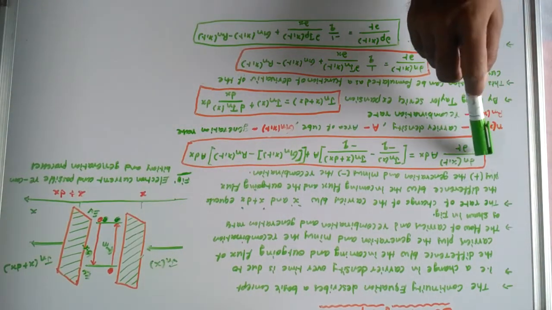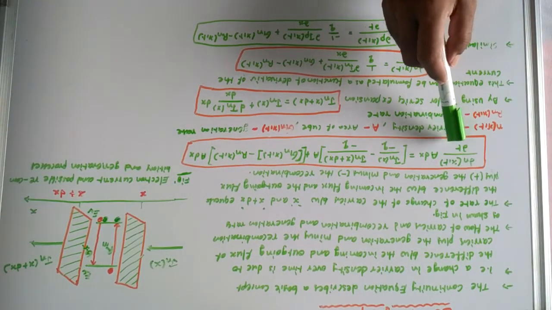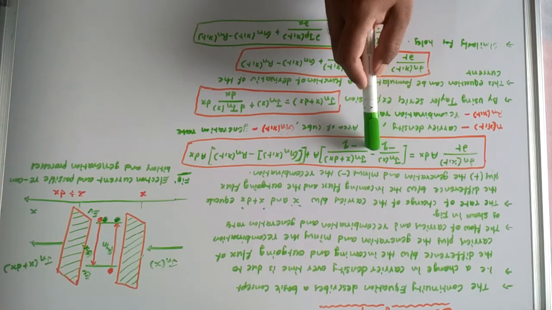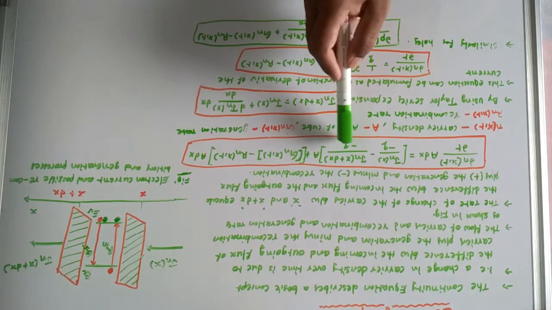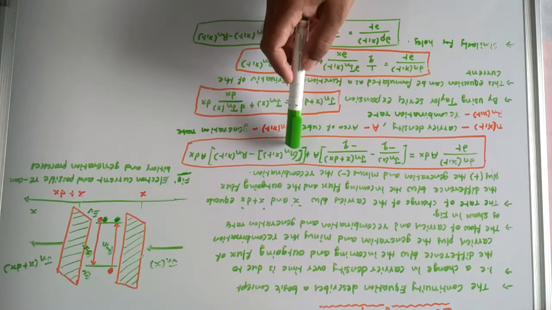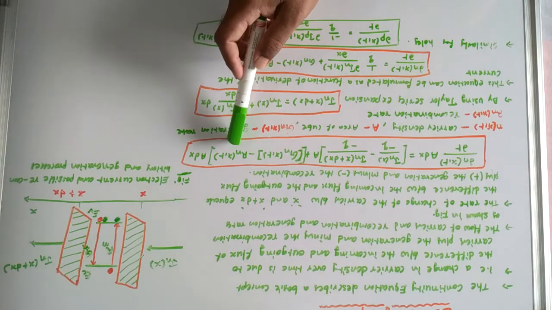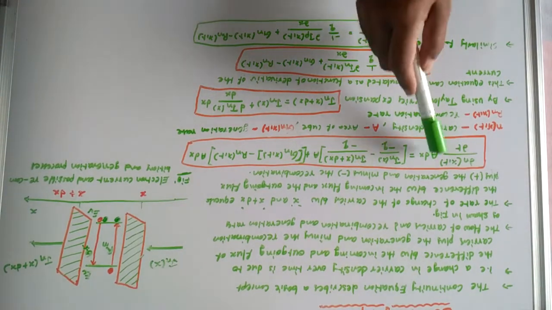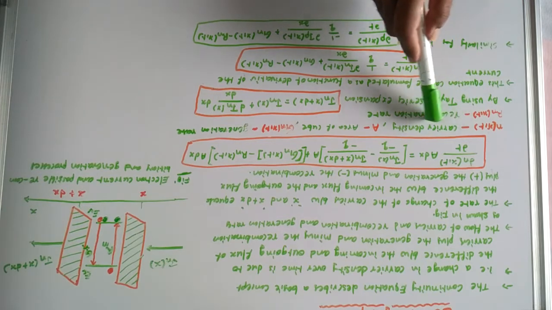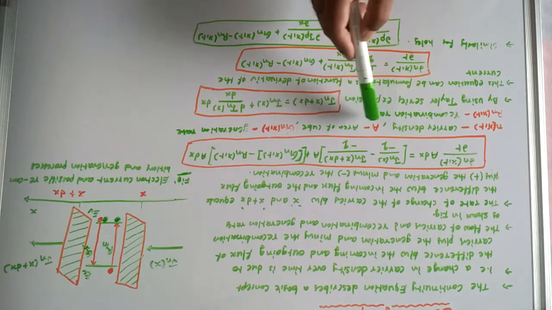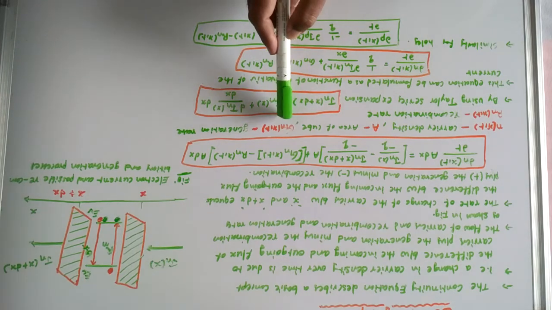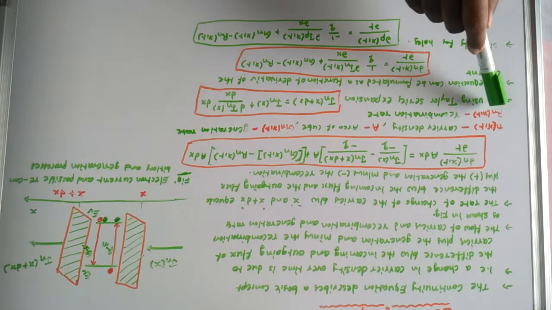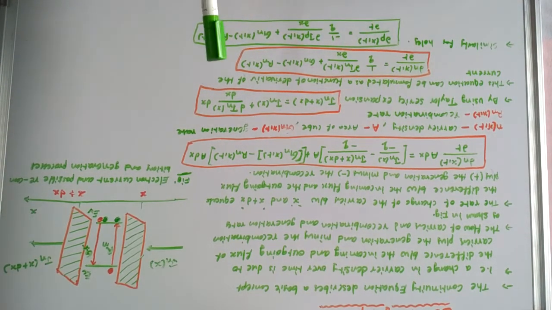Write the equation: ∂n(x,t)/∂t · A dx = [Jn(x)/(-q) - Jn(x+dx)/(-q)] · A + [Gn(x,t) - Rn(x,t)] · A dx. In this equation, n(x,t) is the carrier density. Here capital A is the area of the cube, Gn is the generation rate of charge carriers, and Rn is the recombination rate of charge carriers.